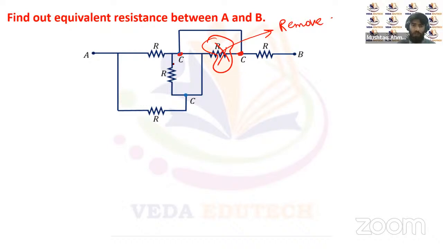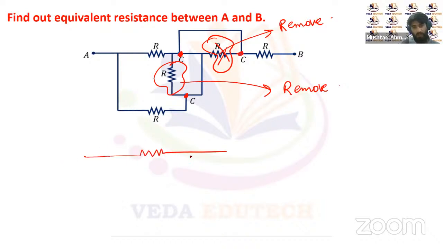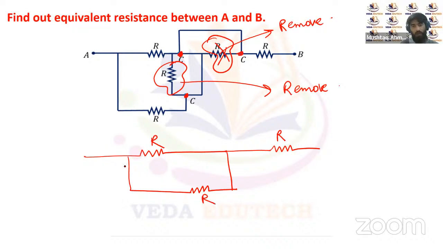And one more resistor you can see is short circuited in this circuit. Between this point and this point, this resistor is also short circuited. We can just remove this resistor from the circuit. Then we're left with three resistors like this. This is R, this is R, and this is R. This is the point A, this is the point B.